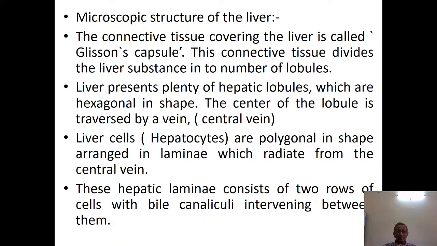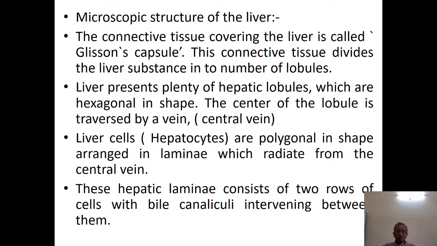Then this liver presents plenty of hepatic lobules. So there are many hepatic lobules which are hexagonal in shape, and the center of each lobule is served by a vein. So each lobule is having a vein in the center, central vein you call it. Liver cells are polygonal in shape, arranged in laminae which radiate from the central vein.